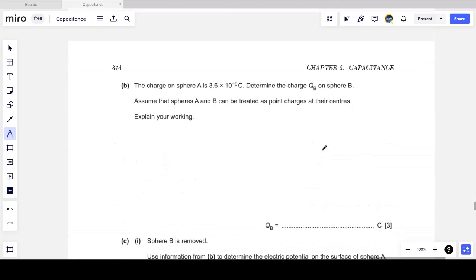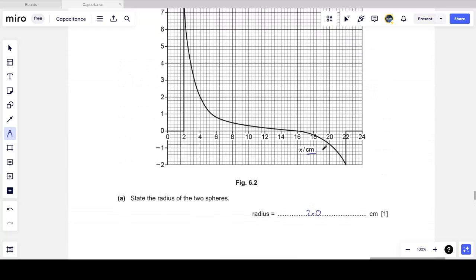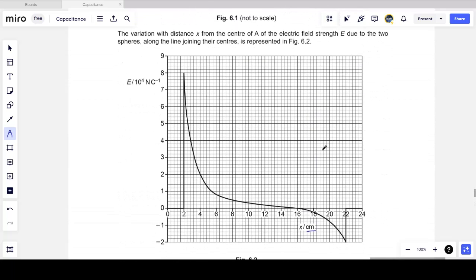We're then told that the charge on sphere A is 3.6 times 10 to the minus 9 coulombs, and we want to determine the charge QB on sphere B. We want to assume that A and B can be treated as point charges at their centers. So I need to figure out what the charge QB is, but I'm also not given any explicit information besides the graph. I have to take information from the graph.